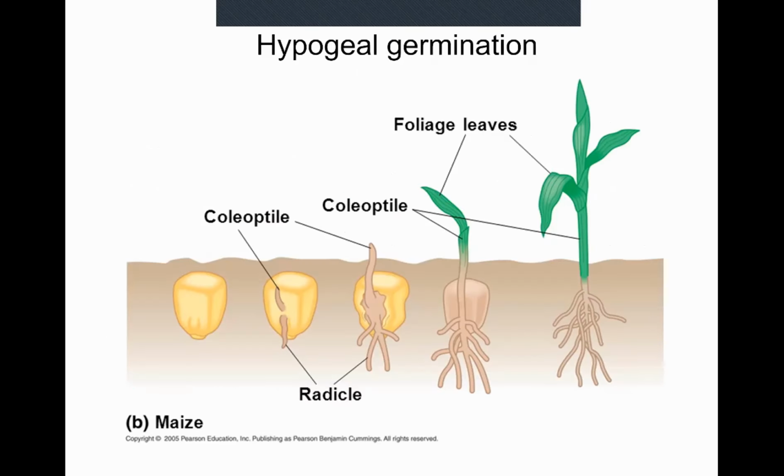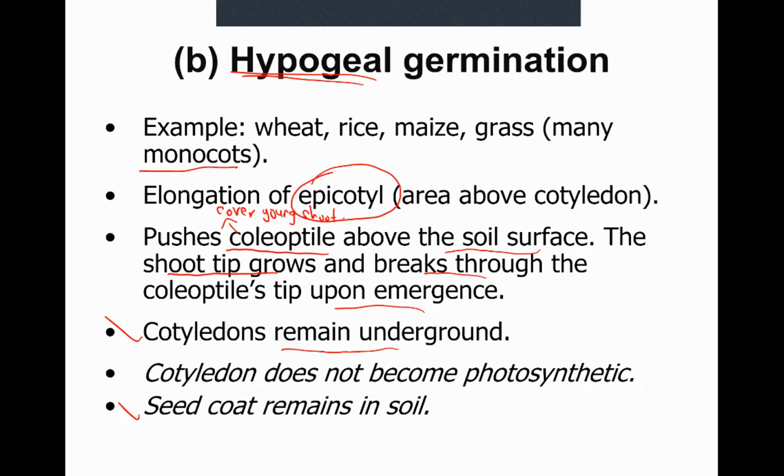Okay, kita tengok gambar kejap. Right. Example here, maize, monocot. Right, so you can see here, during germination, siapa yang memanjang? Yang memanjang ialah epicotyl. Epicotyl elongates. So when epicotyl elongates, it pushes the coleoptile above the soil surface. And what happened to cotyledon? Cotyledon remains in the soil or remains underground. So does cotyledon become photosynthetic? No, cotyledon does not become photosynthetic. Right? So the seed coat also remains in the soil. Okay?